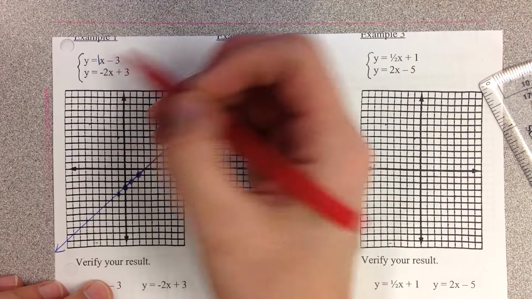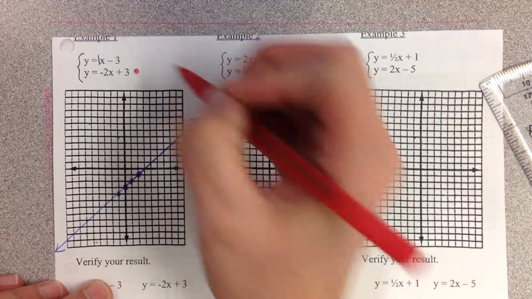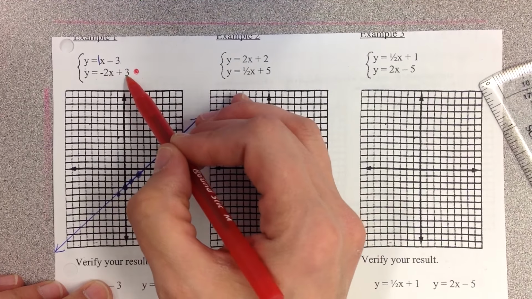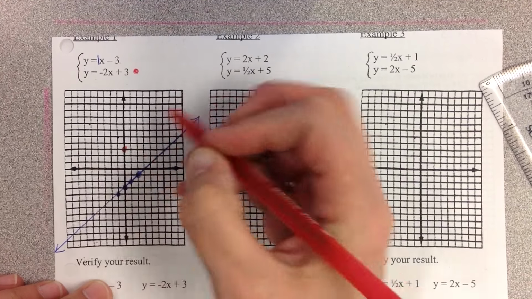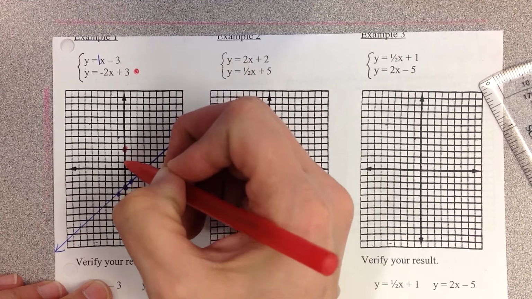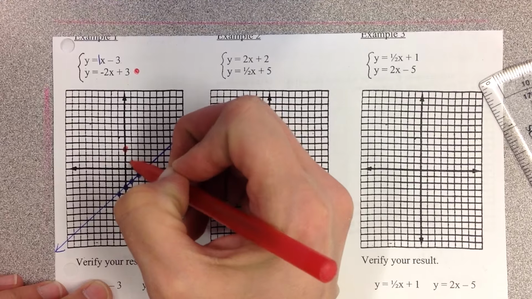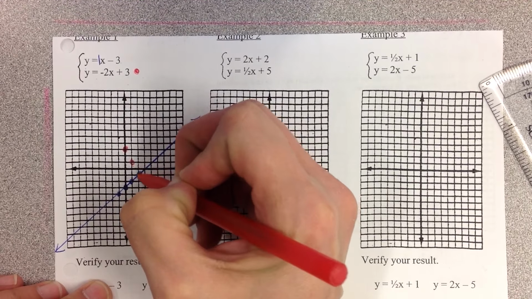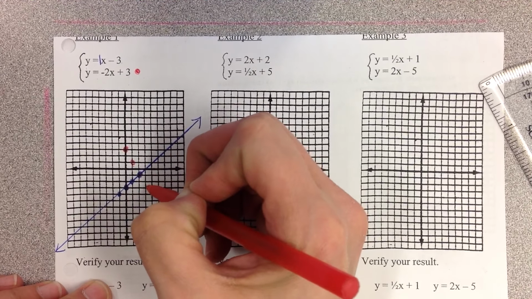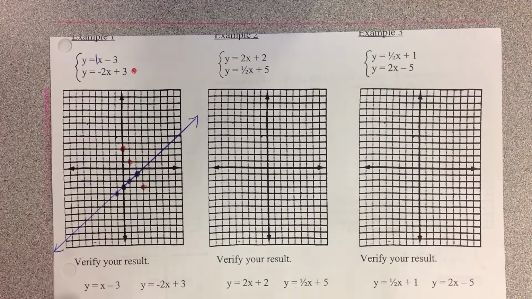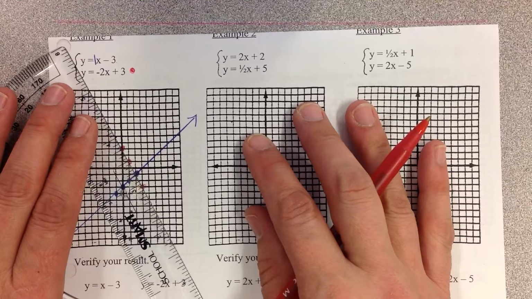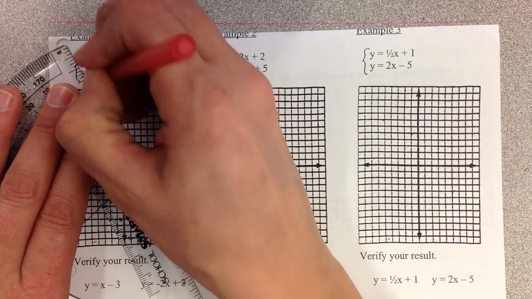The second one we're going to graph in red. We start at 3 on the y-axis, and it has a slope of -2. That means a rise of -2: down 2, and to the right 1. Down 2, to the right 1. So we can clearly see that our point of intersection is in the fourth quadrant. Draw your line.